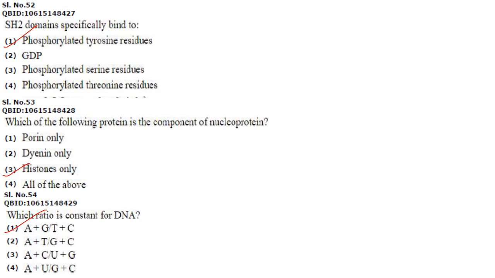Which ratio is constant for DNA? A plus G by T plus C. Chargaff's ratio. So answer is option 1.